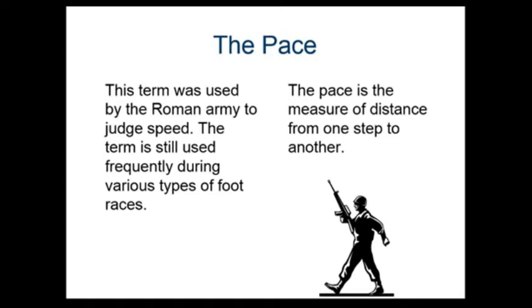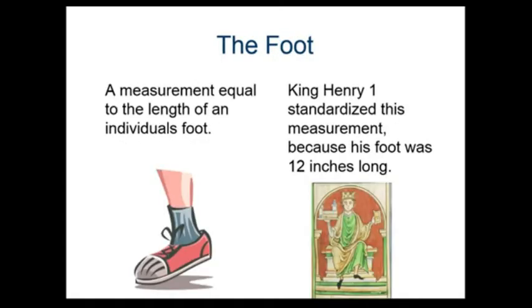The foot was standardized by King Henry I because his foot was actually what we call a foot, 12 inches long. They took his foot, they broke it up into 12 equal parts. But it's a really weird system because it was the actual length of an individual's foot. And so if a king became a king when he was like 12 years old, his feet might not have stopped growing. So by the time he was 18 or 24 and they would redo the maps, they would have to change all of the measurements.